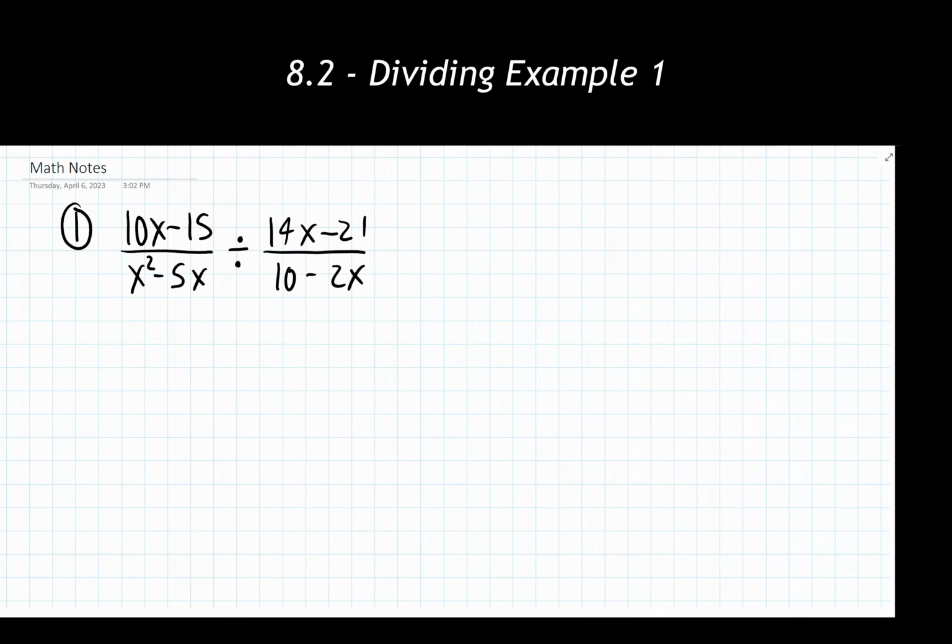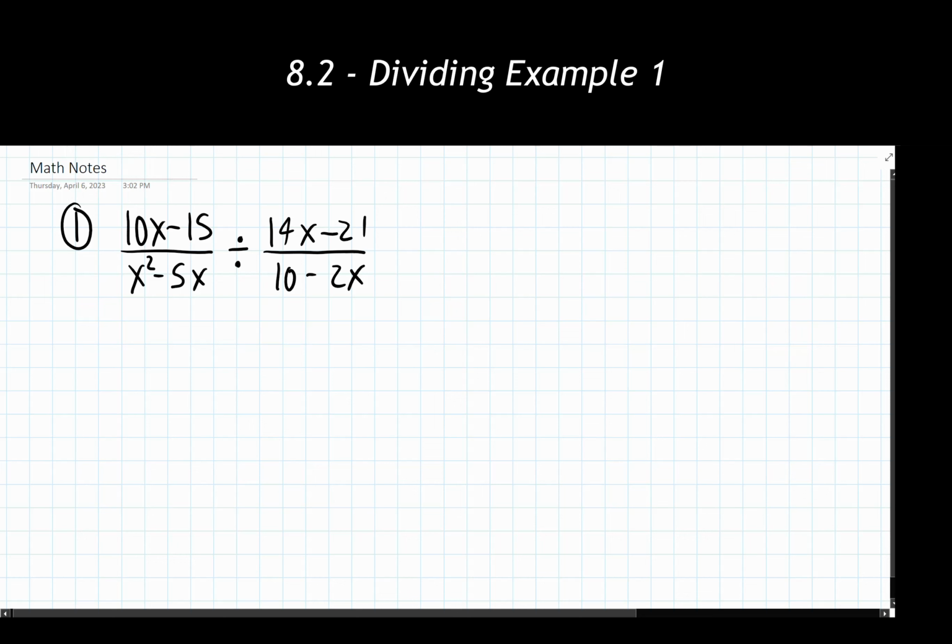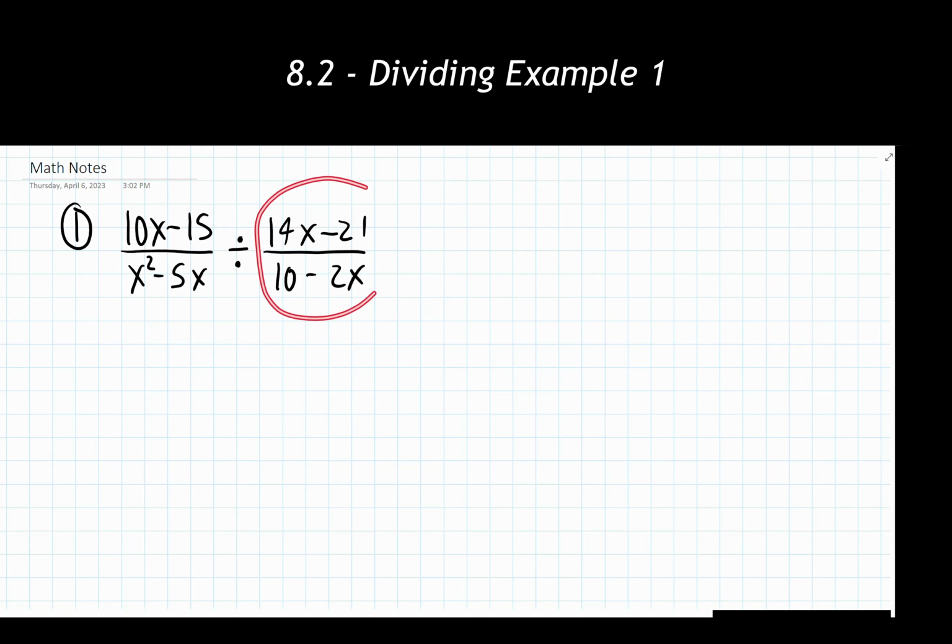Now for our first example, we are going to skip step 0. We're just going to go right to step 1. I think that's the main one we want to get written down and nailed down here. So we are going to focus on rewriting this so that it becomes a multiplication sign, and the second rational expression, the thing that comes after the division sign, is flipped accordingly.